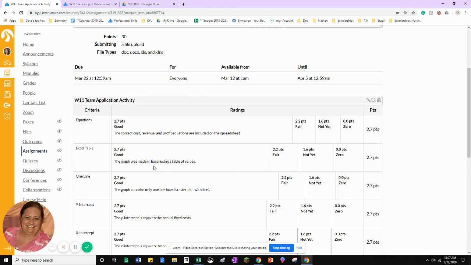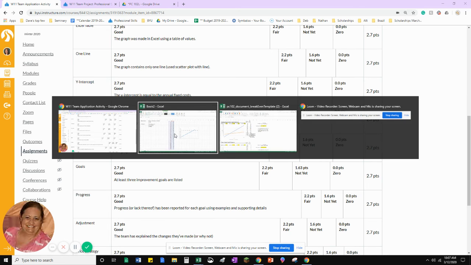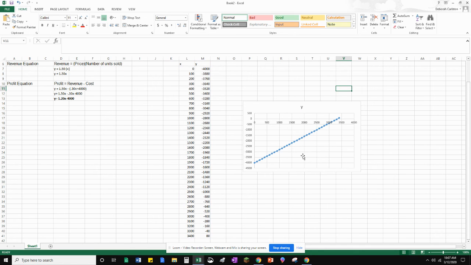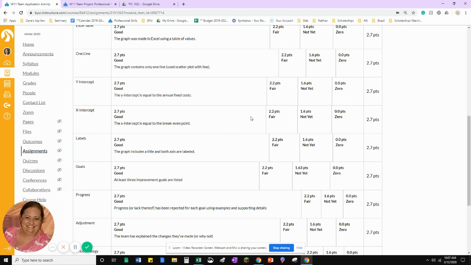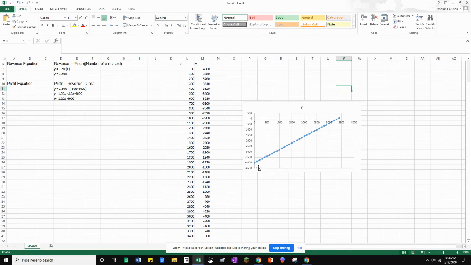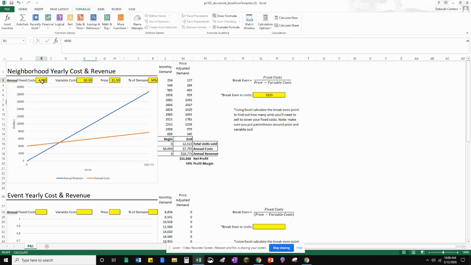Now the rubric also says that you need to include a title and label both axes. So make sure you do that. You do that here and here. But I want to look specifically at the graph. So something else on the rubric says that the y-intercept is equal to the annual fixed costs. So y-intercept is where it crosses the y-axis, and it happens right here at negative 4,000. Well, if you look back to last week's activity, that should match your fixed costs. So if it does, that's a very good thing.